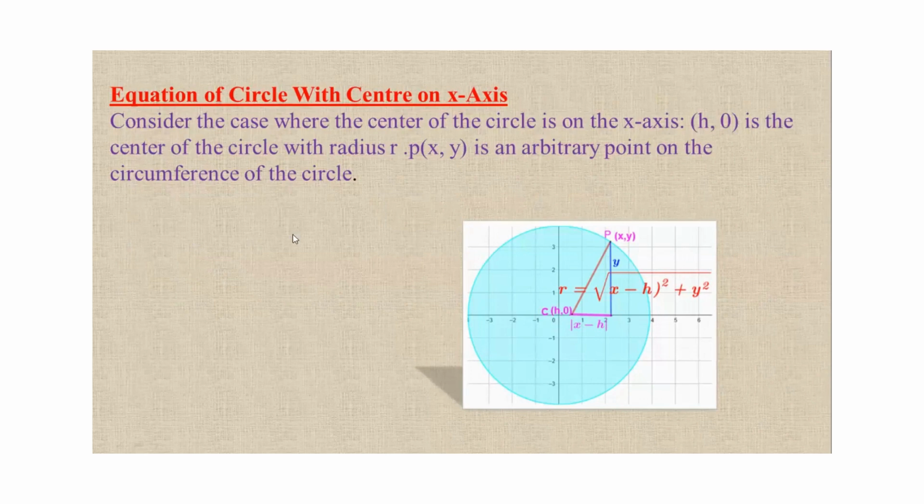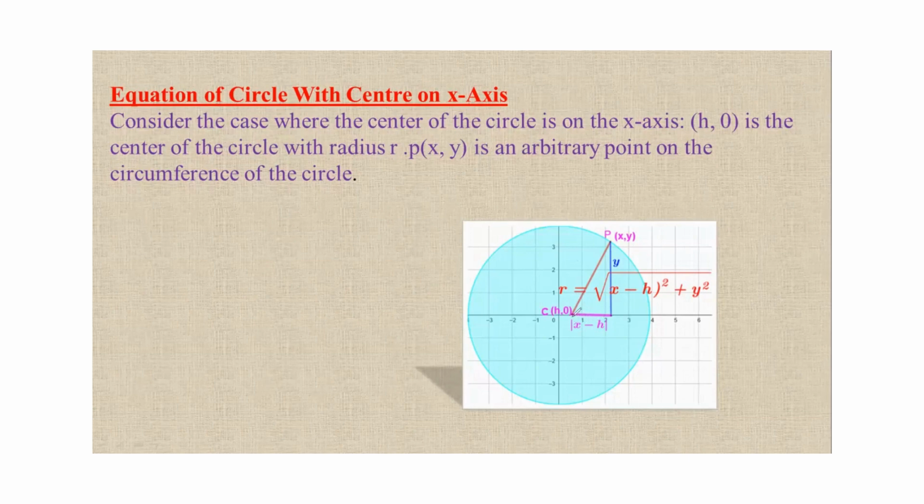Equation of a circle when the center is on the x-axis. Consider the case where the center of a circle is on the x-axis at (h, 0). P is a point on the circle and r is the radius of the circle. Here is the center, which lies on the x-axis, and this is the point on the circle. The distance between the center and a point on the circle equals the radius.